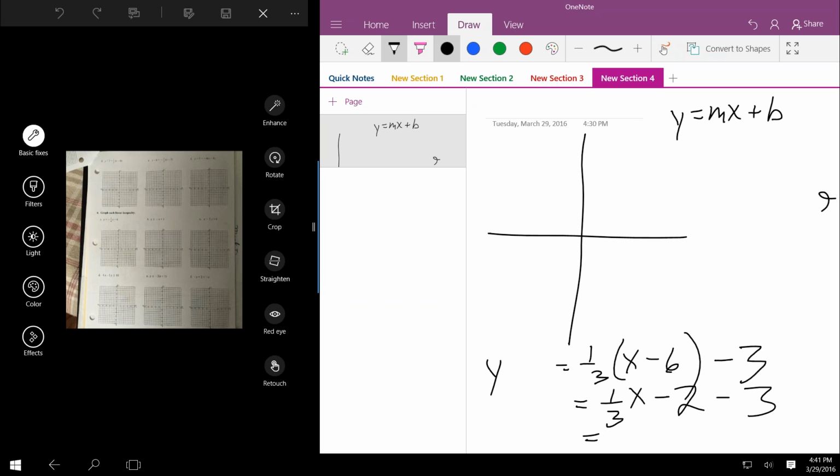Either way, you get the same answer, which is that. Now we have it in precise y equals mx plus b format. What's the y-intercept? -5. And what's the slope? 1/3. So how do I draw the line?